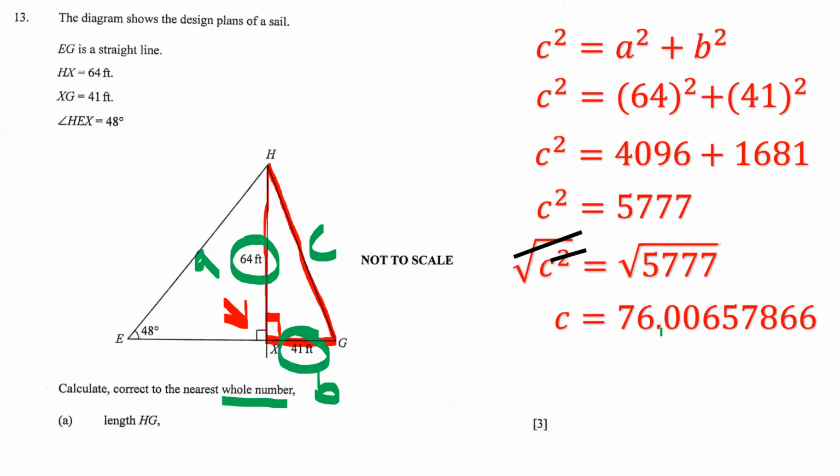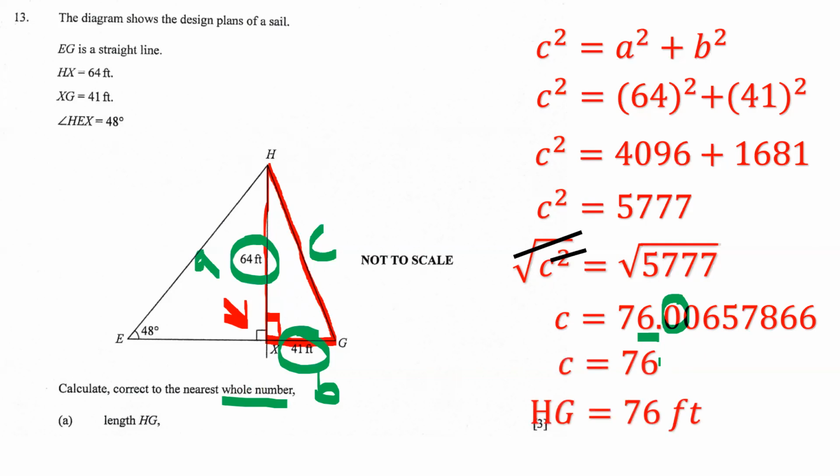And so we're going to underline 6, circle 0. And if we notice carefully, 0 is less than 5. So we do not round up, we just leave it. It's just going to be 76. So that means that HG is 76 feet.